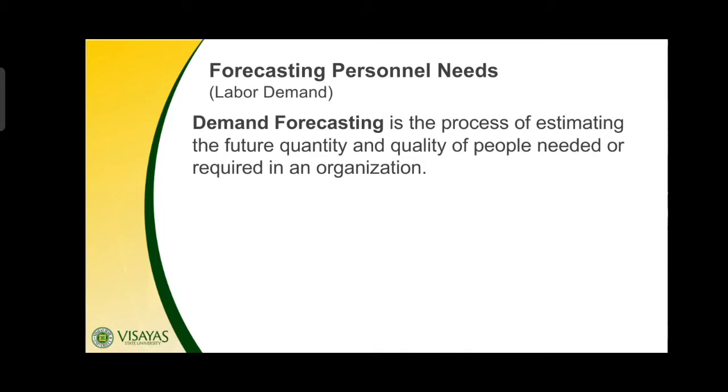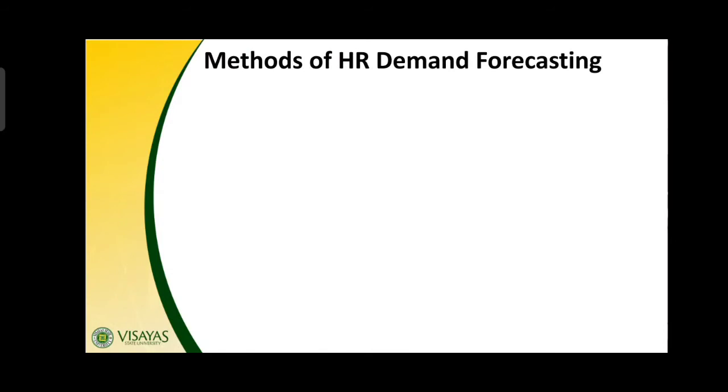So labor demand and labor supply must meet. Our labor demand is the demand needed in the organization. Well, the labor supply is the amount or the supply of workforce that we supply in an organization. So to continue, what are the methods of HR demand forecasting? There are two types of methods, a judgmental method and the mathematical method.